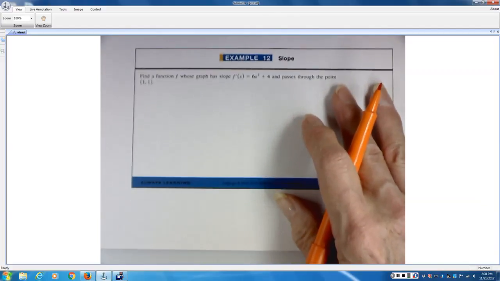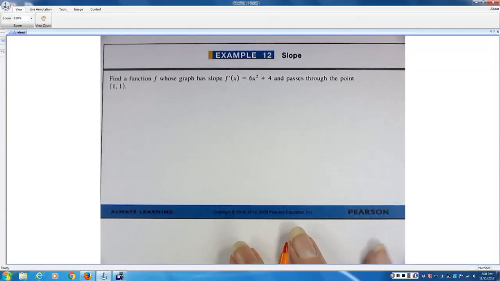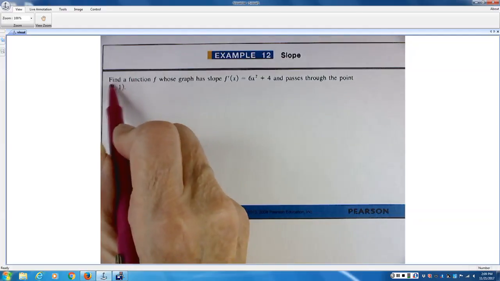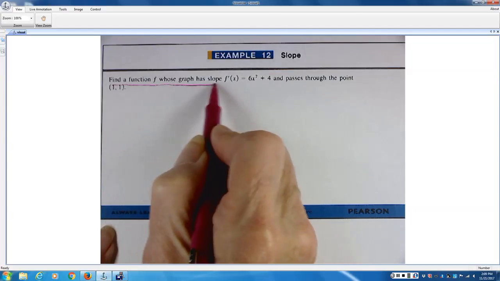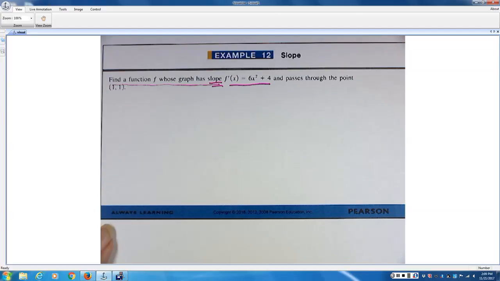So here's our last example, for this section anyway. Then we're going to go ahead and talk about undoing the chain rule. This one says, find a function f whose graph has slope f prime of x equal to 6x squared plus 4 and passes through the point (1, 1). The part we're going to focus on first is find a function whose graph has slope f prime of x equals 6x squared plus 4.